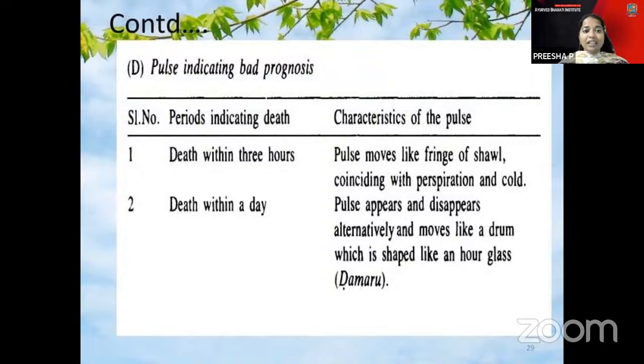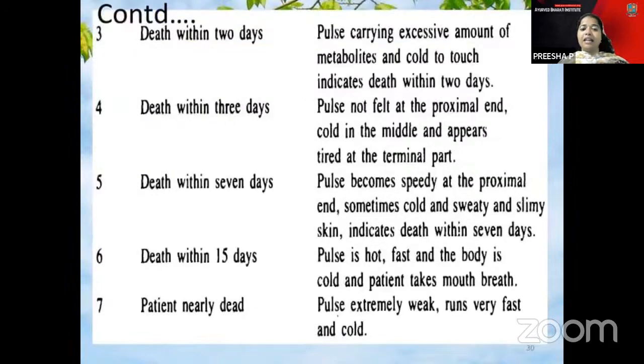Also, for death within 2 days, you have an excessive amount of metabolites, and the pulse will not be felt at the proximal end, and there is coldness in the middle and terminal parts. Here, I think you can give importance to indicating death within 7 days. It is speedy at the proximal end, and cold and sweaty, as is mentioned. That also is okay, but it does not have much importance.